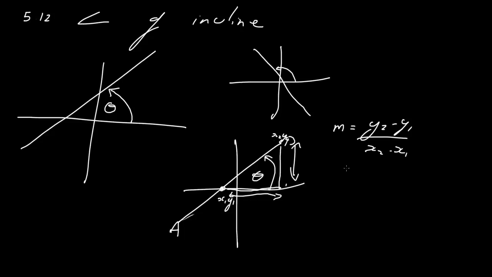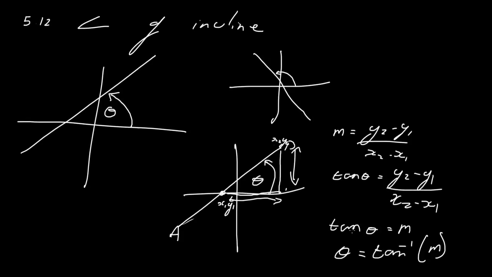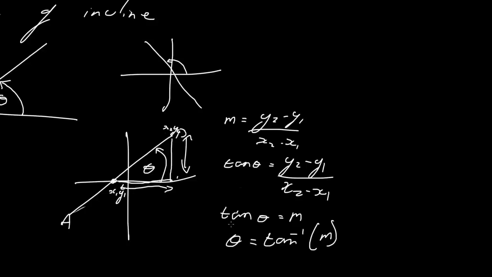The length of the y part is y2 minus y1. So tan theta equals y over x, so y2 minus y1 over x2 minus x1. So tan theta equals m, and the angle of incline theta is equal to tan inverse, or arctan, of the gradient of the line. Okay, easy stuff. Let's move on.